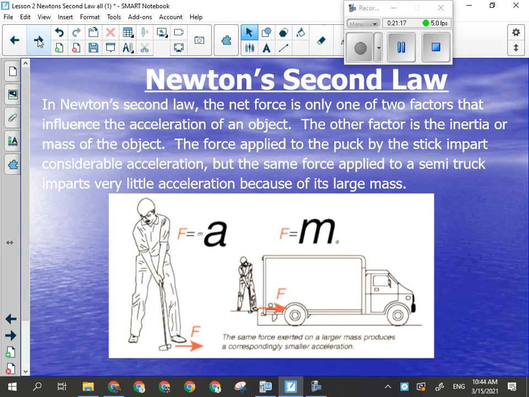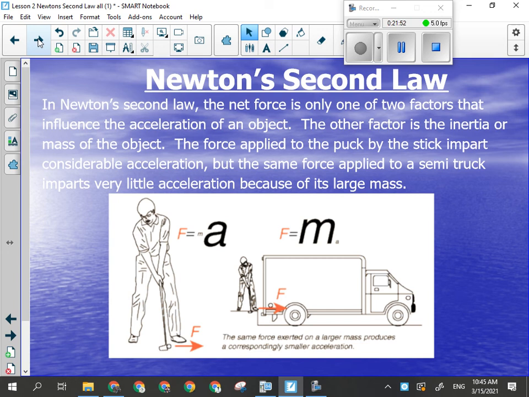All right, so in Newton's second law, the net force is only one of two factors, obviously, that influence the acceleration of the object. We know mass also plays a role. If you were in my Science 10 class, you've seen this diagram before. If I have a person with a golf club winding up with their best swing to hit the golf ball, they're exerting this amount of force on a very small mass, which will produce a very large acceleration. The ball will accelerate off the face of the club at a very high rate.